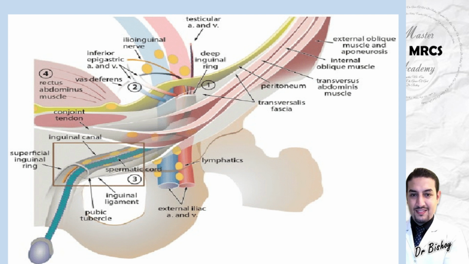And by the way, the inguinal ligament is the rolled-up portion of the external oblique aponeurosis. So it's formed by the external oblique itself. And second, medially by the lacunar ligament, which is also formed by the external oblique.